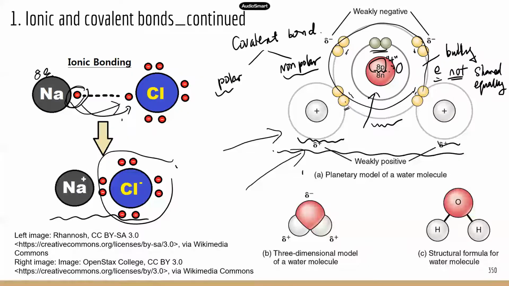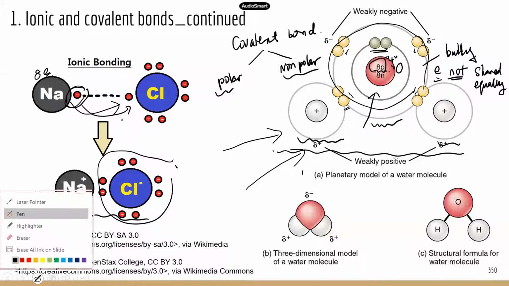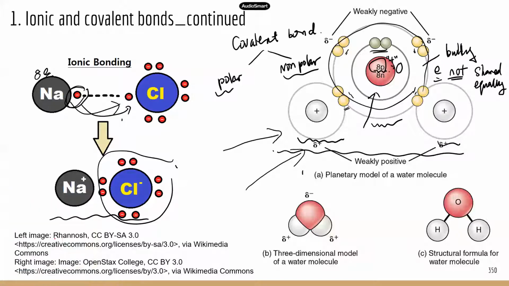So the electrons, even though they're shared, are going to be closer to oxygen. And this is going to lead to an unequal situation where oxygen is going to be slightly negative over here. And that's because the electrons, which carry negative charge, are closer to oxygen. So that makes the oxygen atom slightly negative.